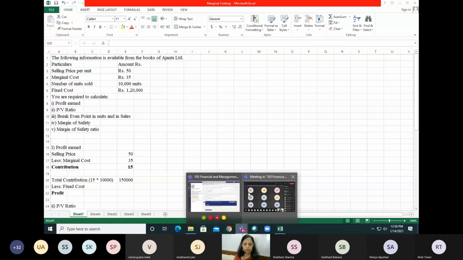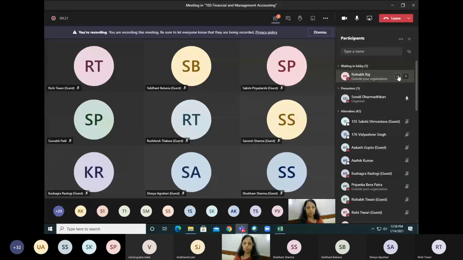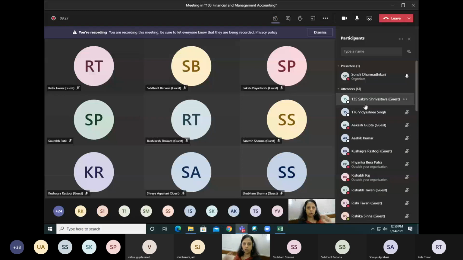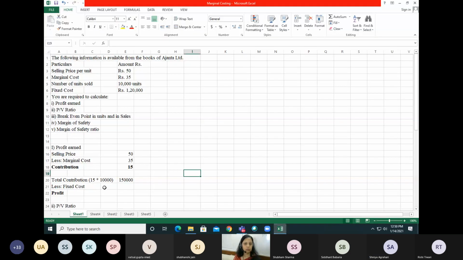Yes. So we have calculated contribution per unit. So the product gives rupees 15 as contribution per unit. Now how many units has the company sold? 10,000. So 15 into 10,000, 1,50,000 will be the total contribution of the company. So total contribution minus fixed cost 1,20,000. So profit will be 30,000. Is it clear to all of you?